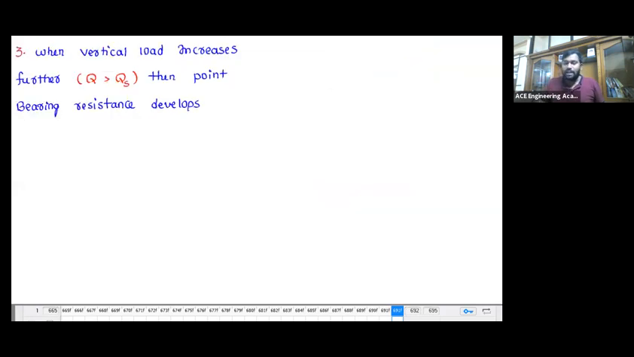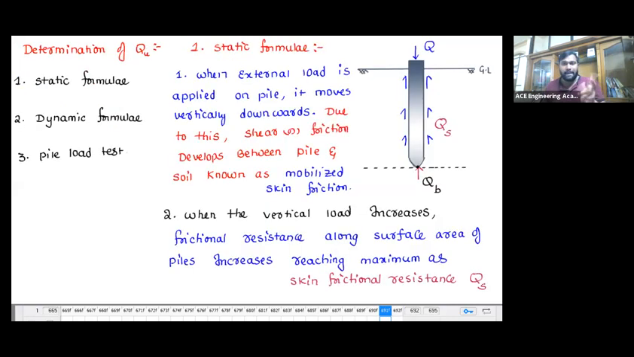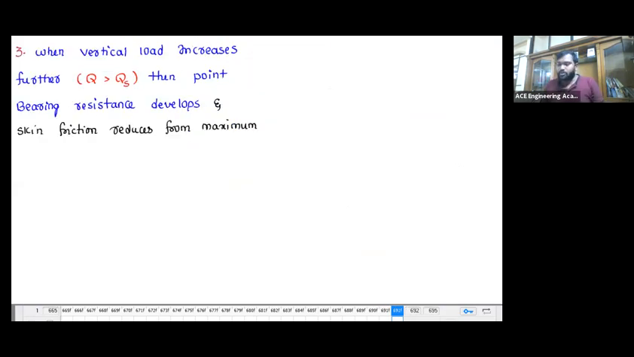Now, when the vertical load increases, Q greater than QS, then point bearing resistance develops and skin friction reduces from maximum. Now skin friction is no more maximum. It's not going to be maximum. So when the vertical load increases, Q is greater than QS, then point bearing resistance develops and skin friction reduces from its maximum. Why? Because the point bearing offers some resistance.